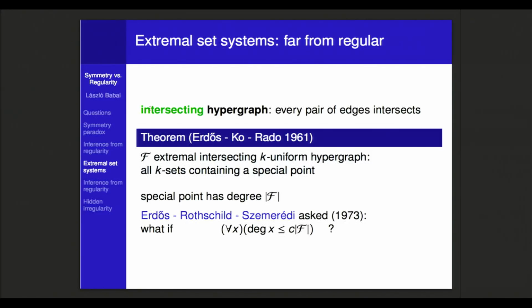Now this special point has bothered people even before it bothered me, and so they asked in '73, I guess Erdős, Rothschild, Symmetry, I couldn't find the paper, but it is referred to in Frankl's paper: what happens if we restrict the degree to be some constant fraction of the total number of edges? Once again, here we have a special point so that every edge contains it. That gives the extremal structure, so clearly the extremal number is going to go down if we exclude that. We don't allow a point that would be contained in every edge. The question then is, what is going to be the structure of the extremal hypergraph, under the condition that our hypergraph is intersecting and its degree is bounded by a constant fraction of the total number of edges?